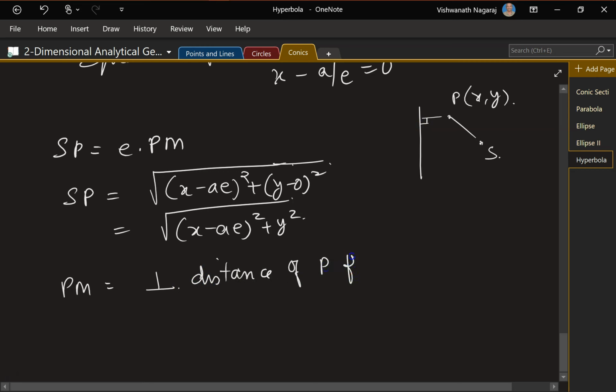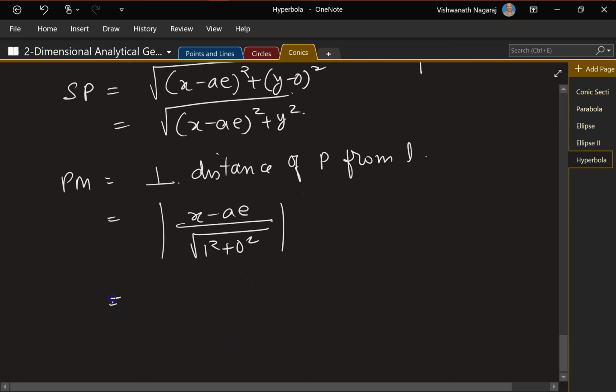Now similarly, PM is going to be the perpendicular distance of P from L, which would be, we know the formula for this, x minus a by e divided by the square root of 1 square plus 0 square. Actually, we don't require the denominator at all because it is going to be 1, so PM is x minus a by e.